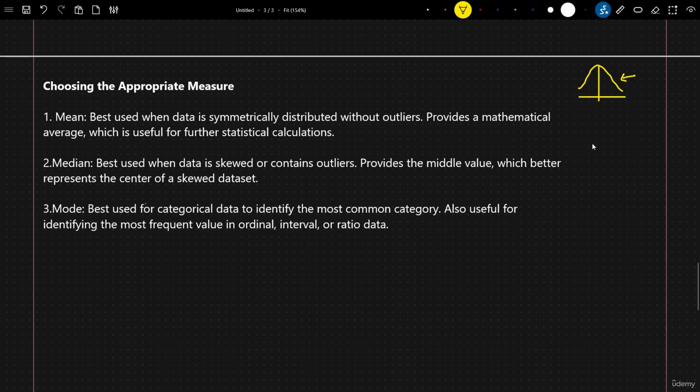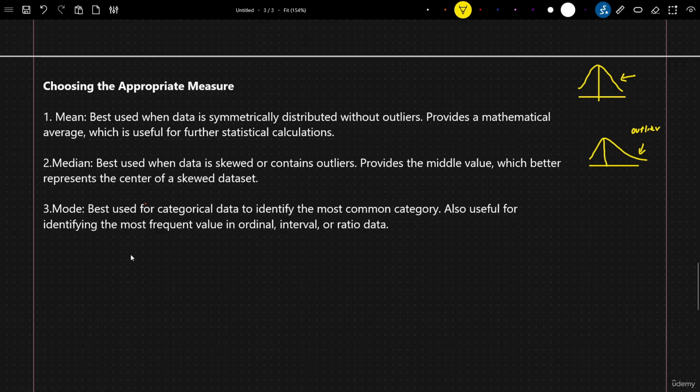Median is specifically used when your data is skewed. Let's say your data is skewed like this. This is also one kind of distribution. When we say skewed like this, that basically means an outlier is present. We'll also be discussing skewed data as we go ahead. So this contains an outlier, and in order to provide the middle value, we have to use median. Similarly, mode is best used for categorical data to identify the most common categories. So these are the three types, and I've already spoken about when to use what.